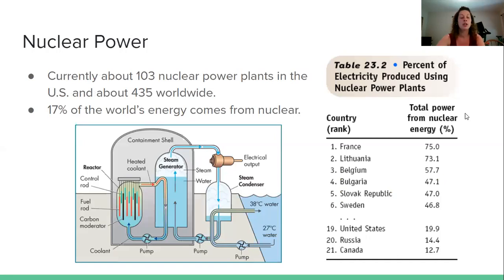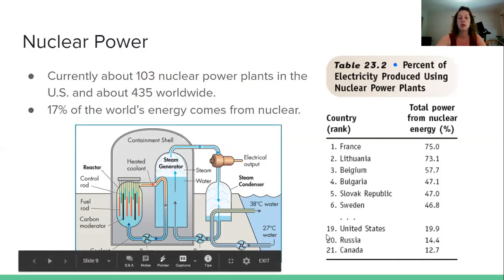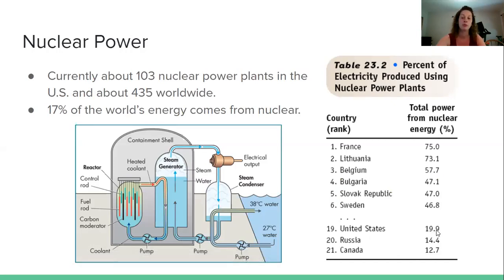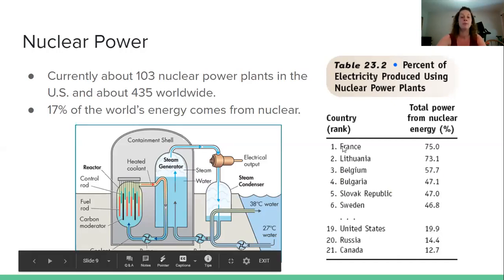Nuclear power, currently there's 103 nuclear power plants in the US. There's currently about 435 worldwide. 17% of the world's energy comes from nuclear. This kind of shows the breakdown between different countries. So we're ranked 19th. We get 19.9% of our total power from nuclear, but you can see at the top, France and Lithuania are using that as their main power source.